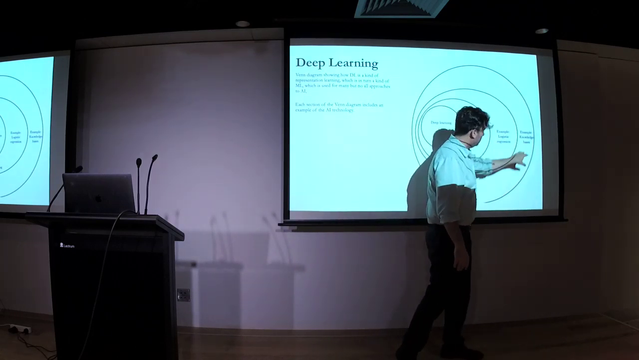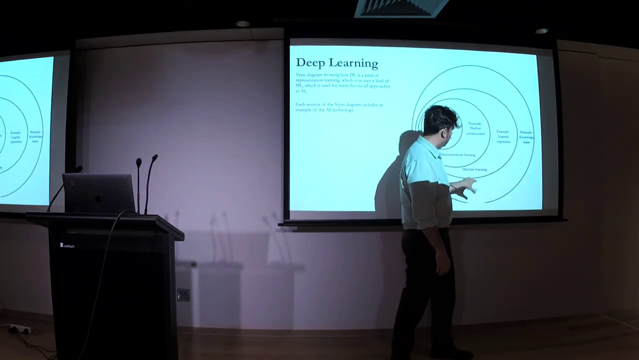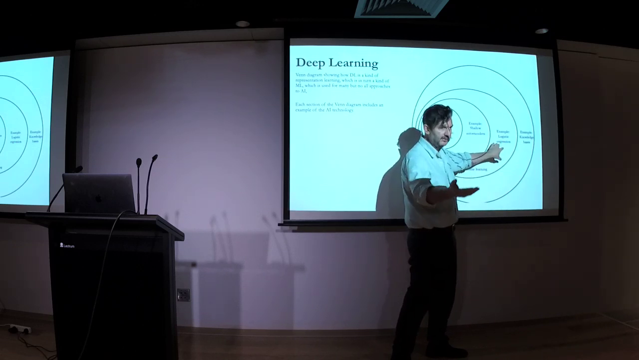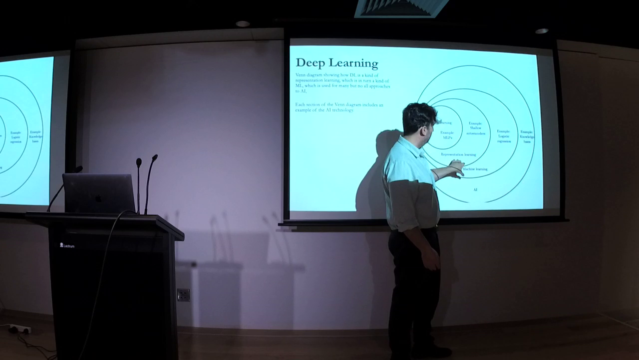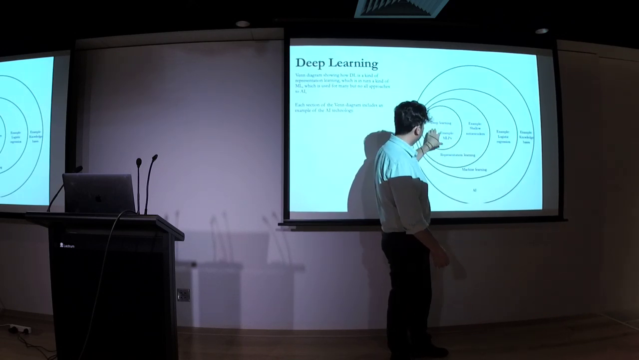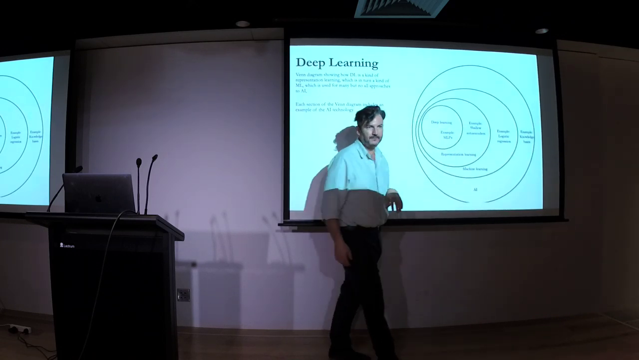So we've got knowledge bases of artificial intelligence, we've got machine learning, so I spoke about logistic regression. And we've got representation learning, so shallow autoencoders, and we've got deep learning, so that's MLP.